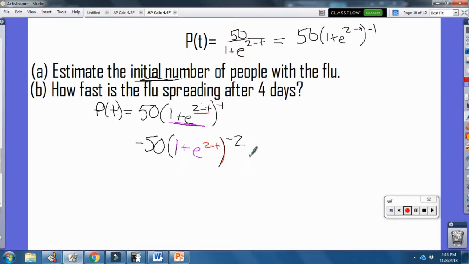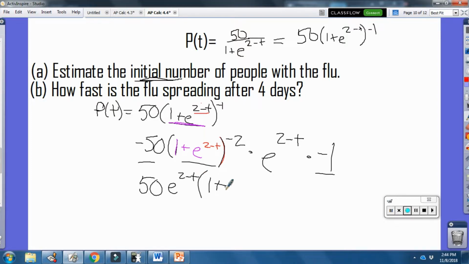Now we want to multiply by the derivative of the inside function, which is e to the 2 minus t. The derivative here is e to the 2 minus t. And now we have to multiply by that derivative, it's just going to be times negative 1. So all I really need to do to simplify this, negative times a negative, is going to be positive 50 times e to the 2 minus t times 1 plus e to the 2 minus t.